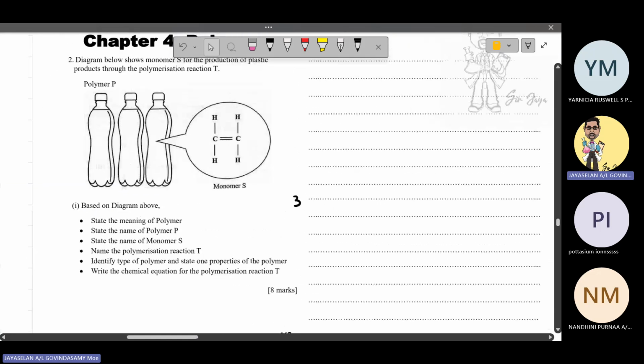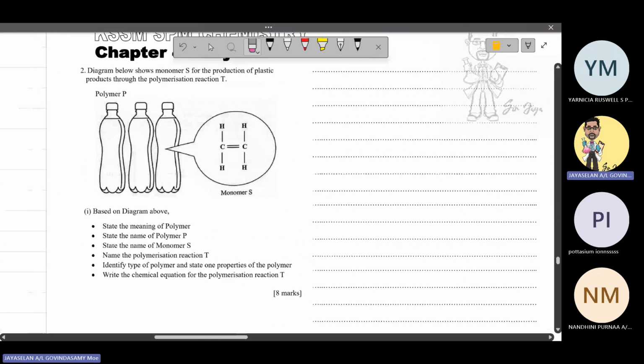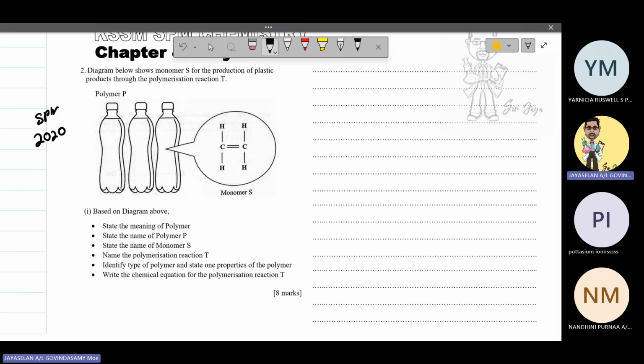We answer this question. This question is from 2020 SPM trial paper, not the real paper. That's why I didn't put the answer in the book, so you just find the answer based on what you learned. After learning, you have to find the answer. If you don't know, you can ask. Okay, we try to answer the question.